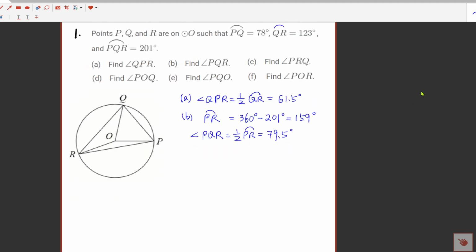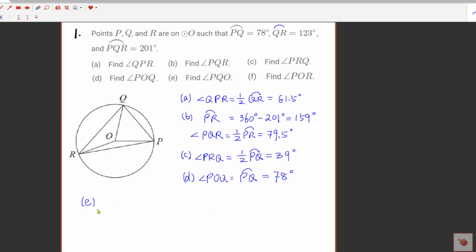Okay, the third one. Okay, angle PRQ. Angle PRQ is inscribed in arc PQ, right? So simply angle PRQ is just 1/2 of the arc PQ, which is 39 degrees. Okay, the next one is to find angle POQ. Angle POQ is simply the arc PQ, which is 78 degrees.